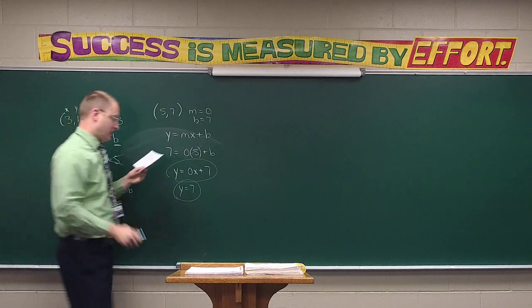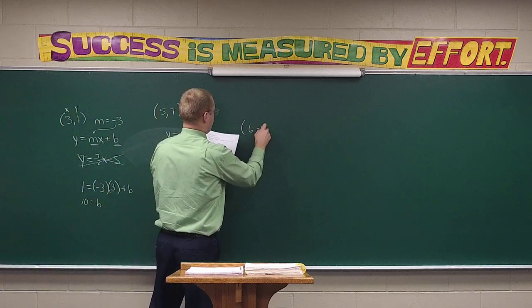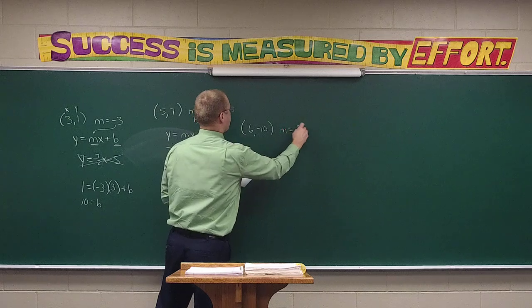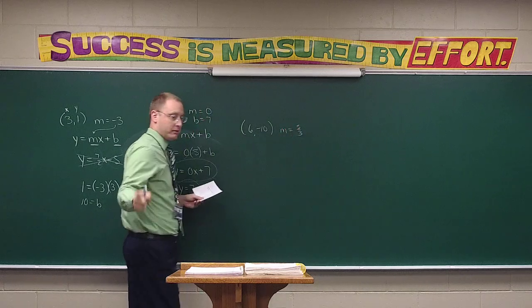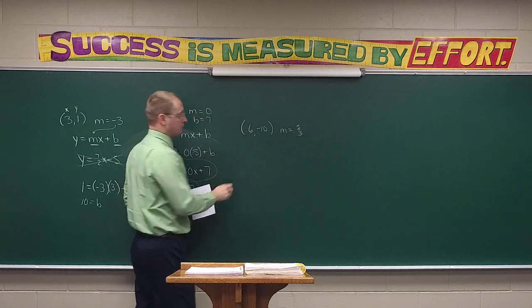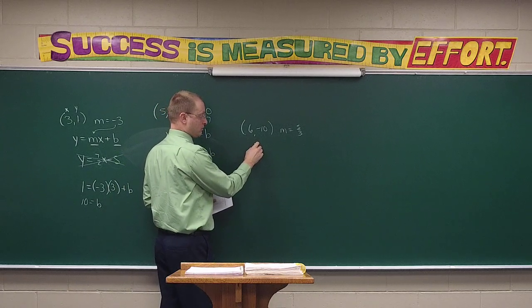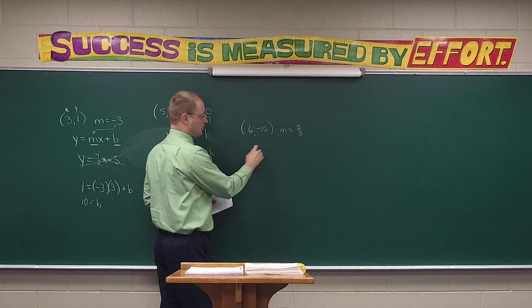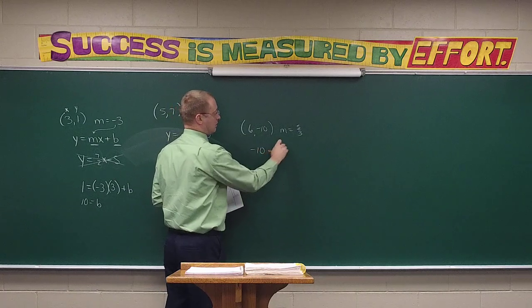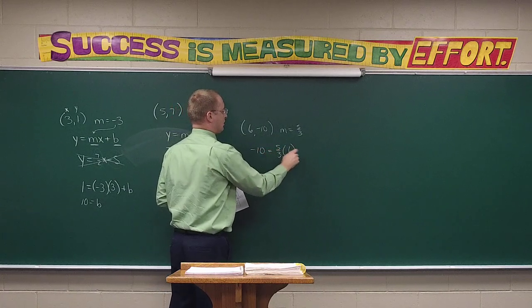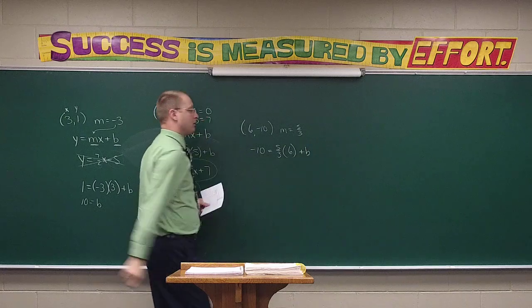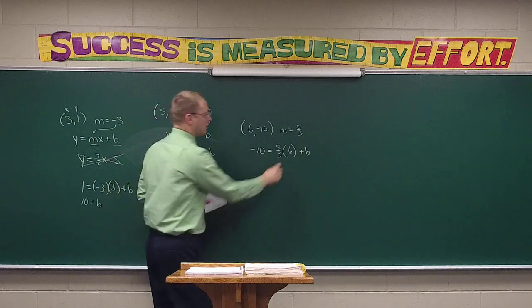All right, on number 6, we have the point (6, -10), a slope of 5/3. And Audrey, walk me through. You start with your equation. So it would be -10 equals 5/3 times 6 plus b. And then you can cancel the 6 and 3 to get 10.